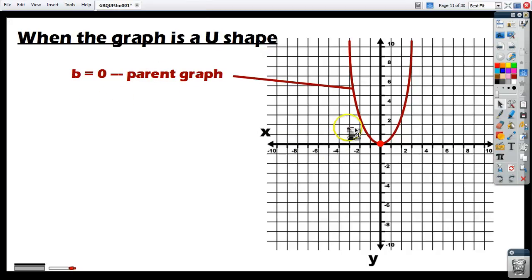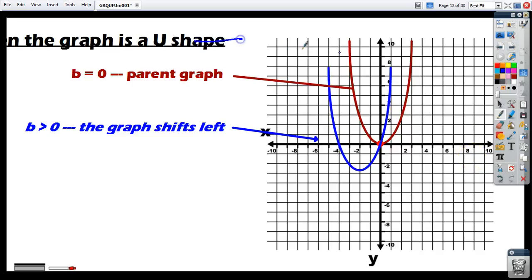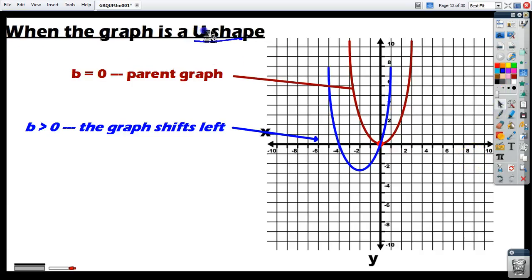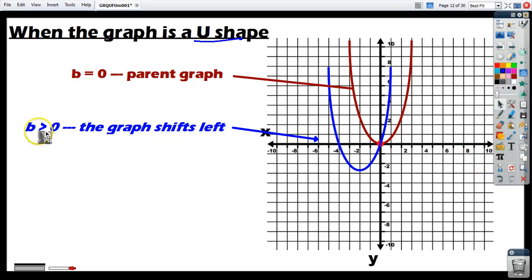A, as you remember, one of the things it told us is whether we're going to get a right side up U shape or an upside down U shape. So here, let's take a look. We're going to set B equal to 0 as our parent graph. But more importantly, notice that we're dealing with a U-shaped graph, a right side up U shape. Well, it turns out that when it is a U-shape, like I've got right here, if B is greater than 0, or a positive number, the graph will start to shift to the left.